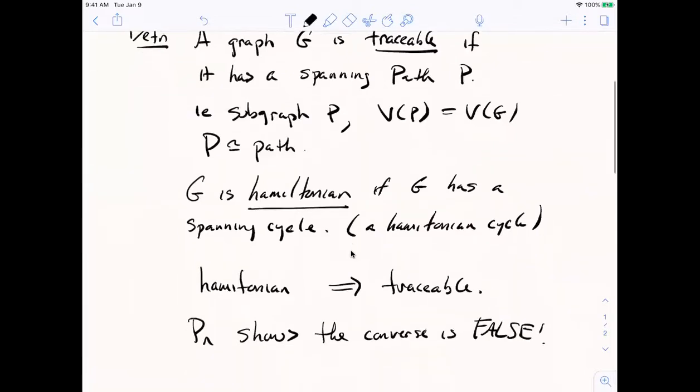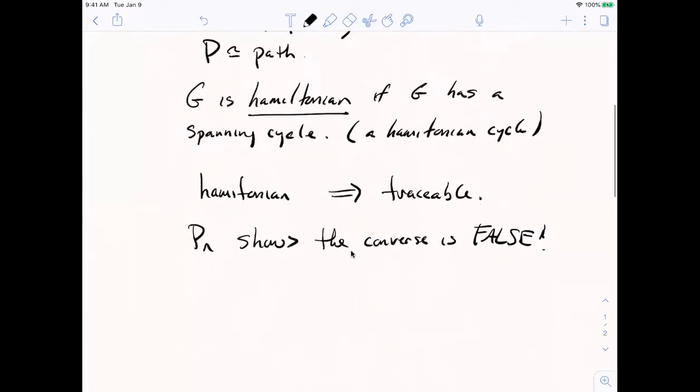Right? The path Pn itself shows that that's true. The path Pn is certainly traceable. You can start at one end vertex and move over to the other, one vertex at a time. But it certainly doesn't have a cycle at all. It's not Hamiltonian. It's a tree. Pn's a tree.